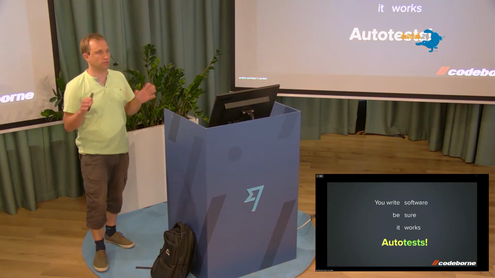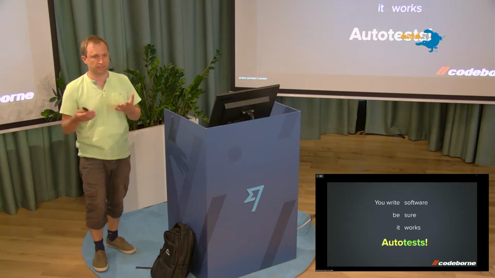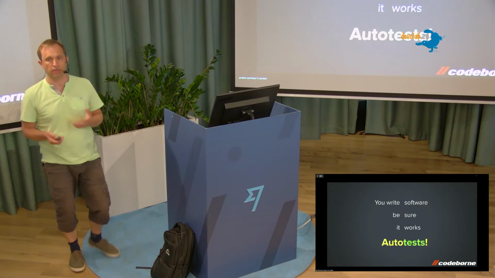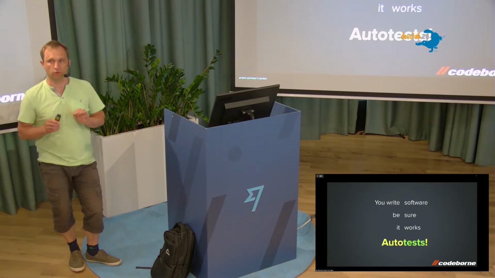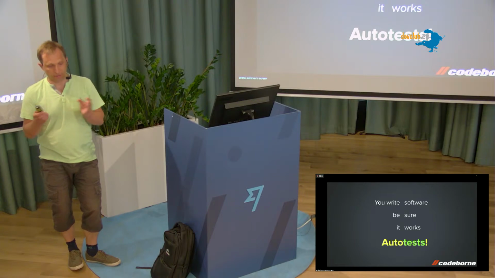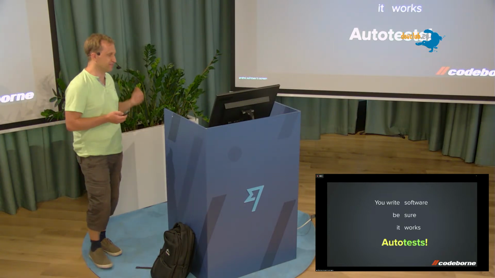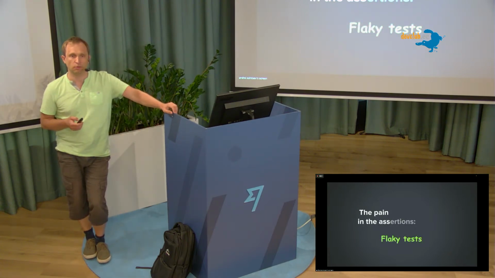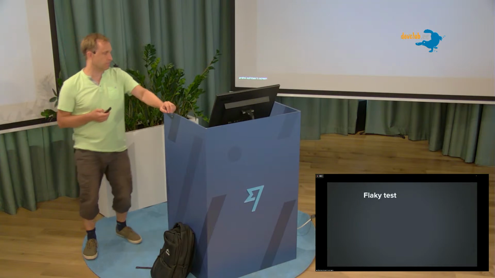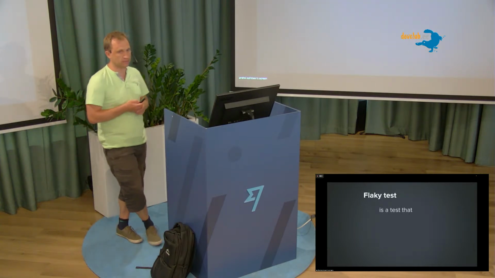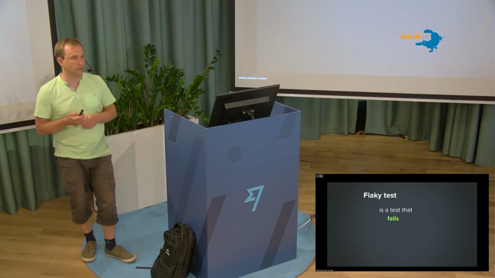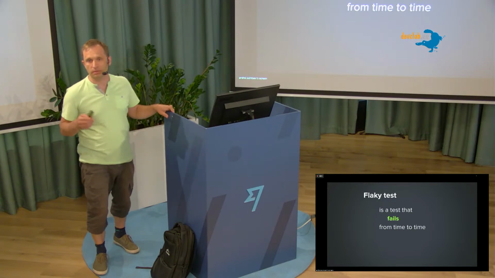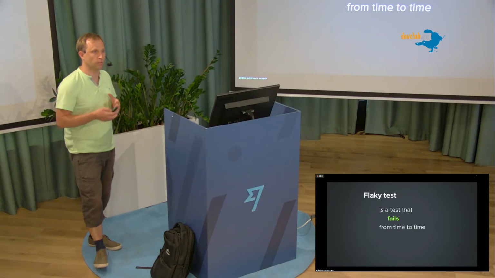There actually are different kinds of automated tests, like unit tests, integration tests, UI tests, end-to-end tests, and so on. But all of them have one common problem. Actually, they have many problems. But the biggest problem is that these tests are often flaky. What does it mean? A flaky test is a test that fails, but not always, but from time to time. This is a test that fails sometimes without any code changes.